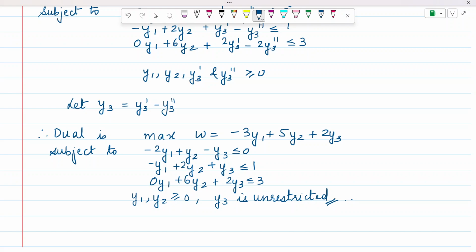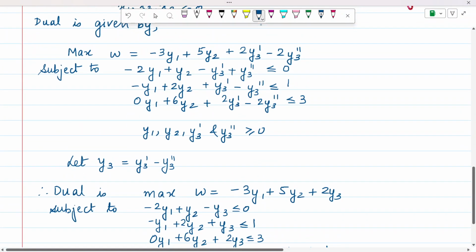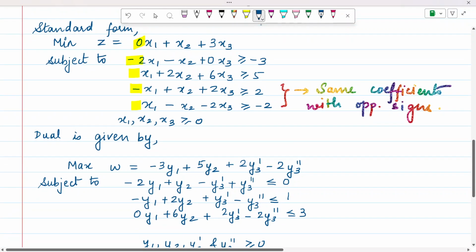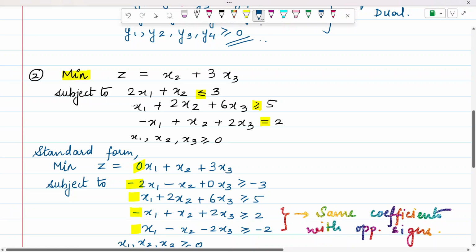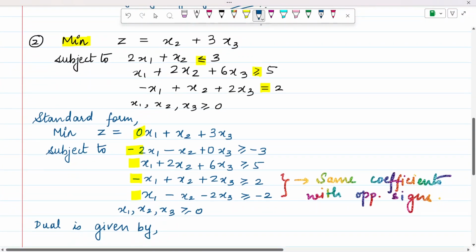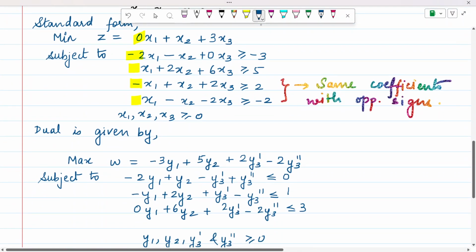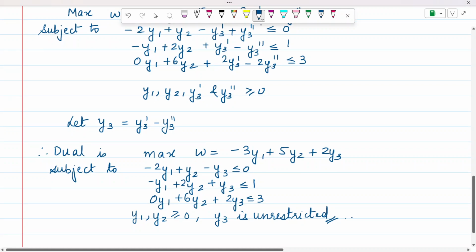Okay. I hope this example was clear to everyone. There were two things which we managed over here. One was a less than or equal to sign, which was easy to handle. Okay, in the constraint one. Then there was an equal to sign, which split up into two equations and changing the signs and bringing in a prime and double prime and then the unrestricted variable.